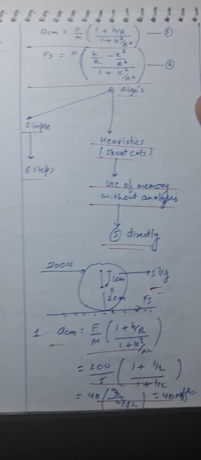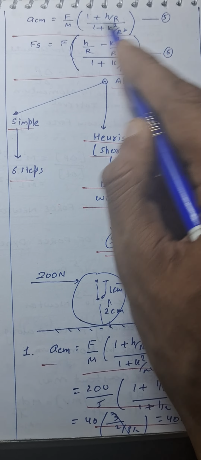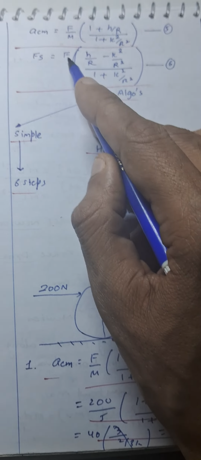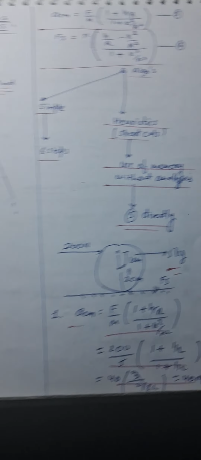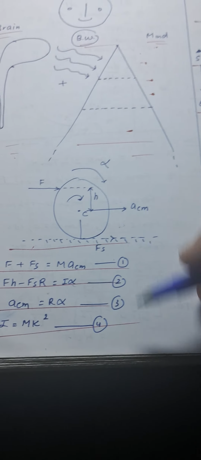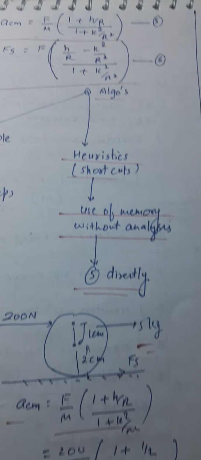If we solve all these equations and arrange them, we get ACM equals F by M times (1 plus H by R) upon (1 plus K square by R square), and friction is F times (H by R minus K square by R square) upon (1 plus K square by R square). So you have seen that there are 4 steps and mathematical manipulation, and finally we get result number 5 and result number 6.